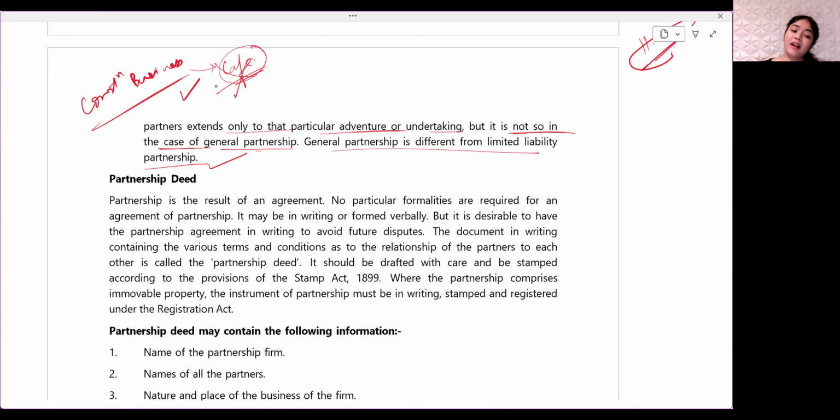Are these four kinds of partnership clear to you all? Yes, ma'am. Yes, ma'am. Okay, let's go ahead.